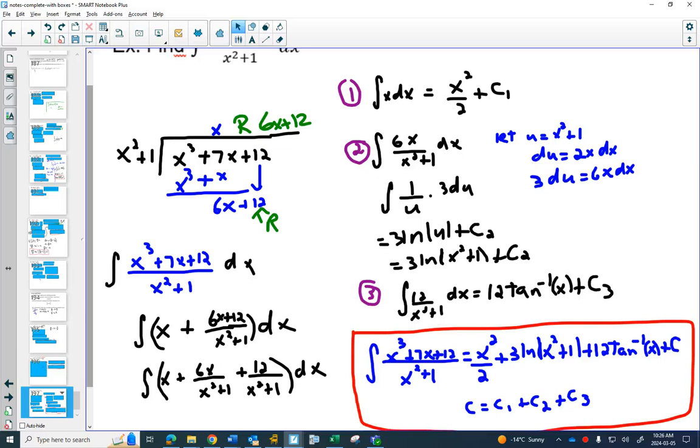Some people are able to just do that. It wouldn't be bad if you went from here to here. If you could do that, that's not too bad. But I think it does make sense to do each one separately. Show your work that way.